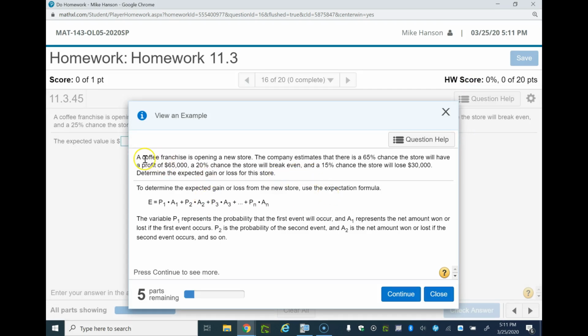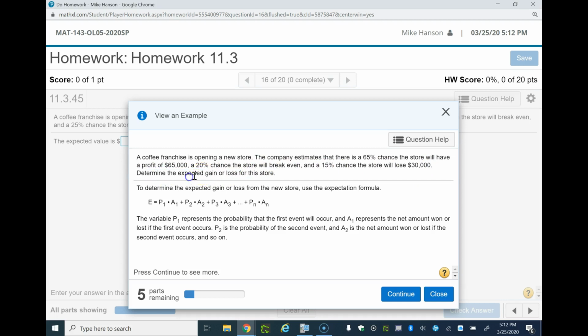So once again, looking at the problem, a coffee franchise is opening a new store. The company estimates there is a 65% chance the store will have a profit of $65,000. There'll be a 20% chance that the store will break even, and there will be a 15% chance the store will actually lose $30,000. Determine the expected gain or loss for the store.